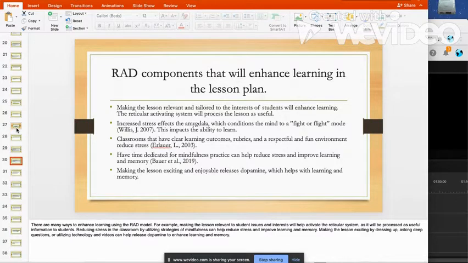There are many ways to enhance learning using the RAD model. For example, making the lessons relevant to student issues and interests will help activate the reticular system, as it will be processed as useful information to students. Reducing stress in the classroom by utilizing strategies of mindfulness can help reduce stress and improve learning and memory. Making a lesson exciting by dressing up, asking deep questions, or utilizing technology and videos can help release dopamine to enhance learning and memory.